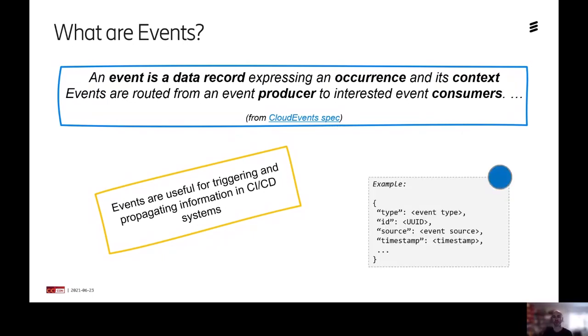To exemplify what an event could look like, I made up an example here based on the CloudEvents JSON schema. An event should, for example, contain a type, a unique ID, the source of the event, and a timestamp along with a lot more properties.